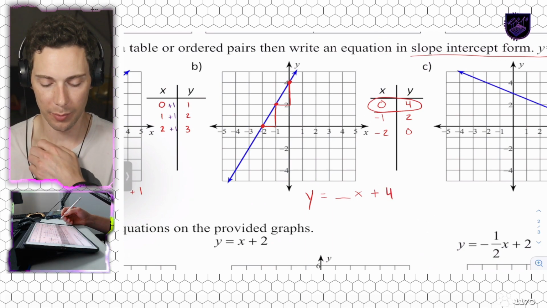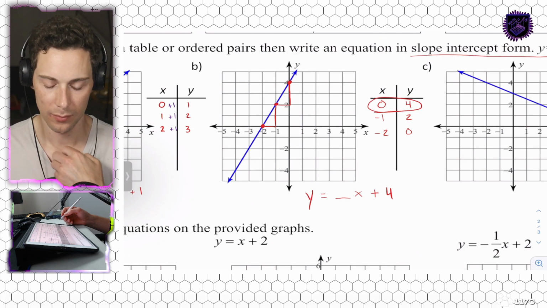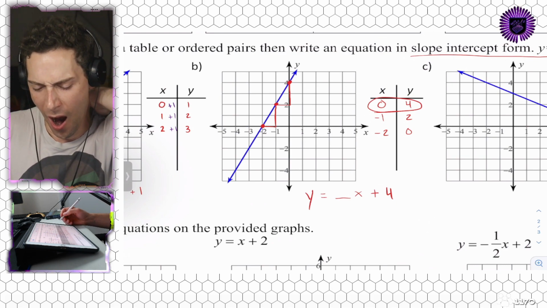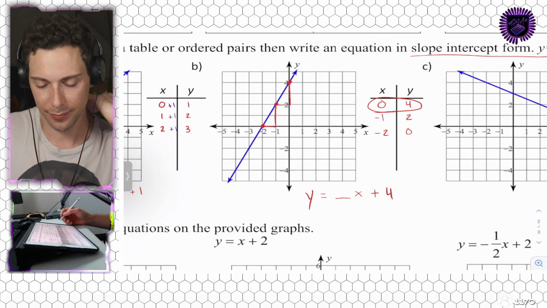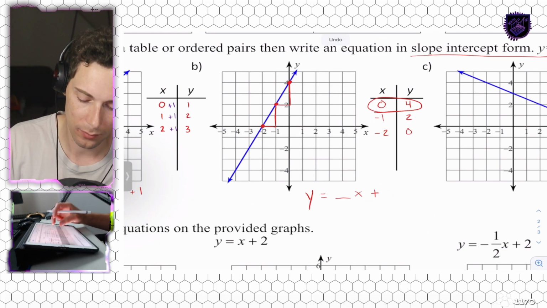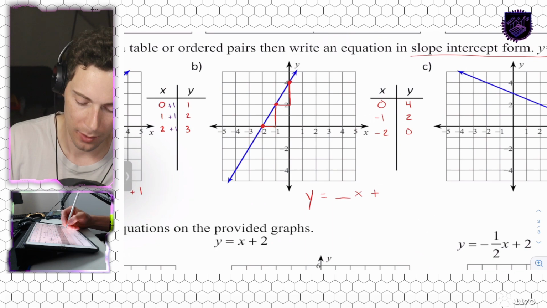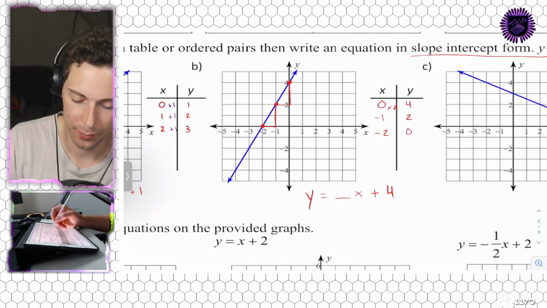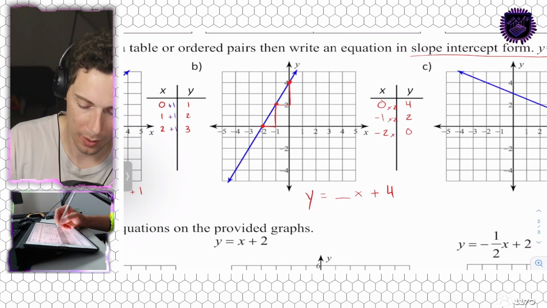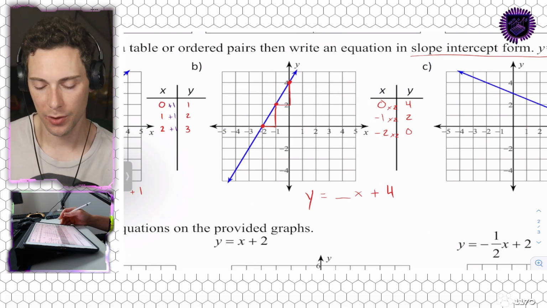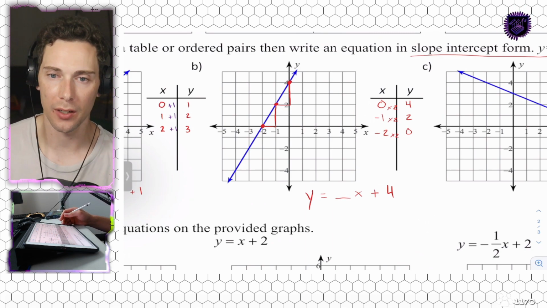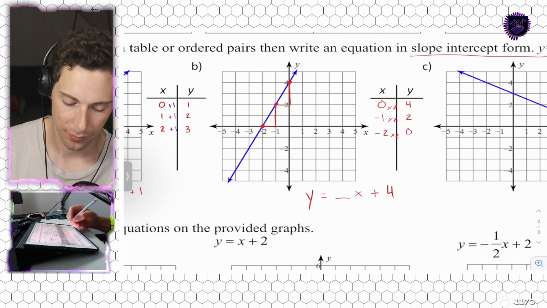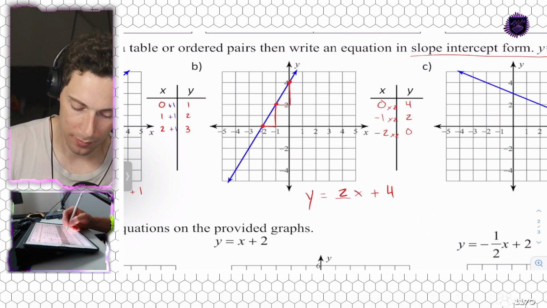Now, what do I multiply? So I can think times 2. Negative 2 times 2 is negative 4, plus 4 is 0. Negative 1 times 2 is negative 2. Yeah, you can see it works. So it'll be 2x plus 4.